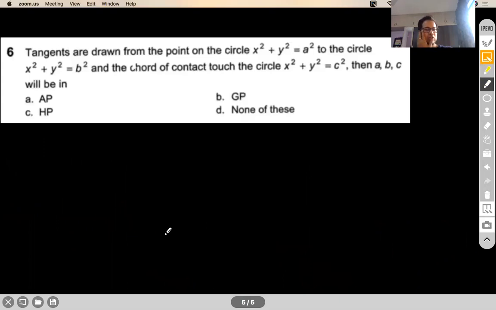The next question is, tangents are drawn from a point on the circle to another circle, and the chord of contact touches another circle. So there are three circles involved, and you can see how they are related to each other. Then you have to comment upon the relation among A, B, C. Are they in AP, GP, or HP? I'm assuming A, B, C are all the radii of the corresponding circles, and hence they are positive quantities. So let's try to solve this. Let me give you around 2.5 minutes for this. Try it out. Meanwhile, as you are trying, I'll try to make a diagram.